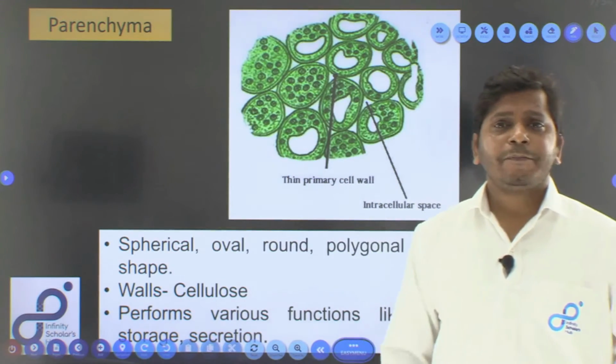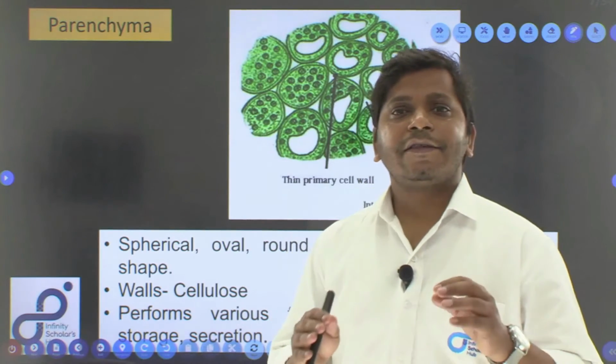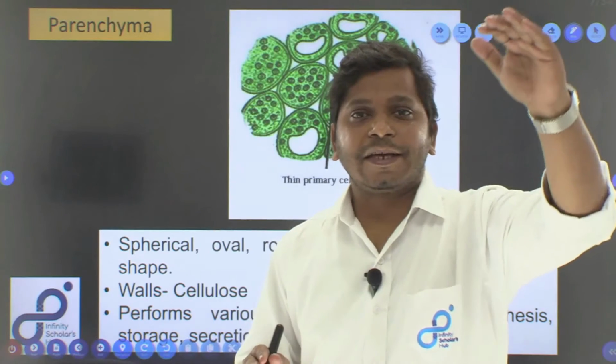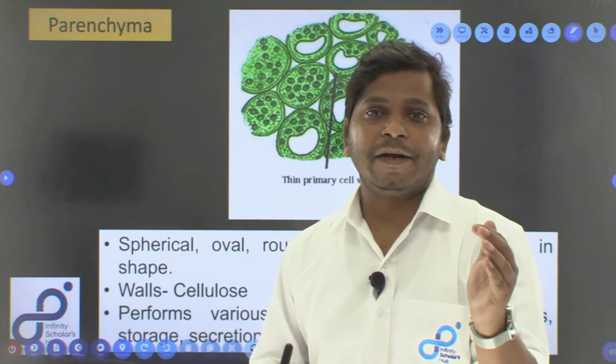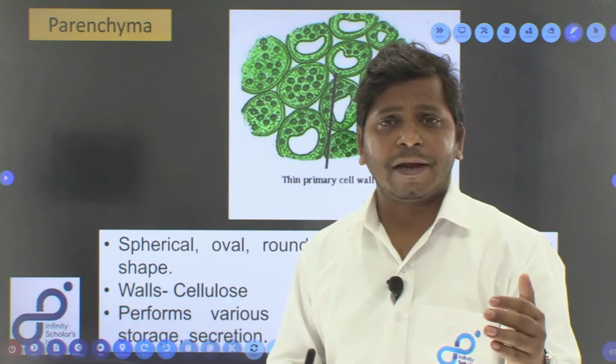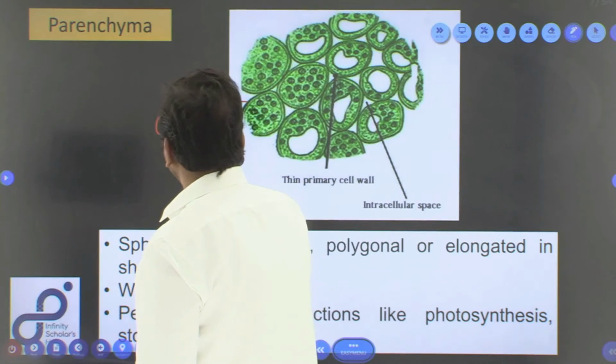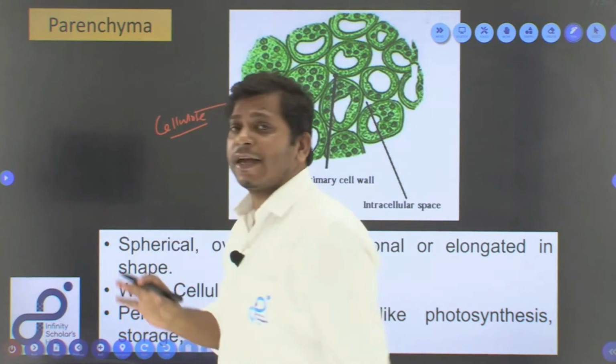So primary thickening में क्या होता है? The cell wall is primarily made up of cellulose. Only in case of secondary thickening will it be made up of lignin and other depositing materials. But here the cell wall is primarily made up of cellulose. ये एक important characteristic feature है for this kind of cells.